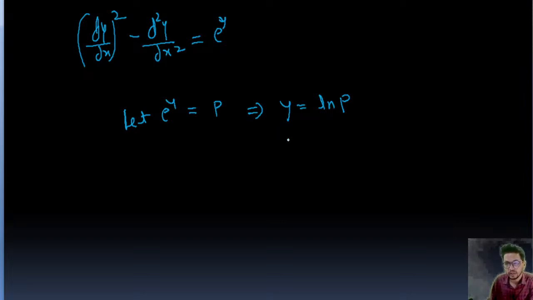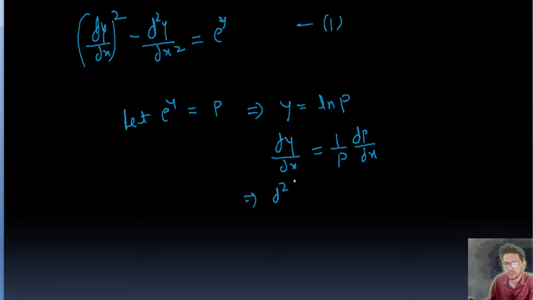Now we can find dy/dx. dy/dx is going to be the differentiation of this with respect to x. So this is 1 upon p, simple differentiation, guys, 1 upon p times dp upon dx. We can say this is equation number 1.